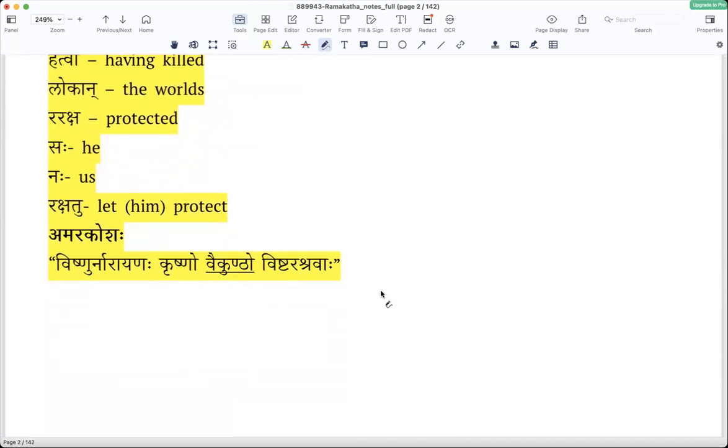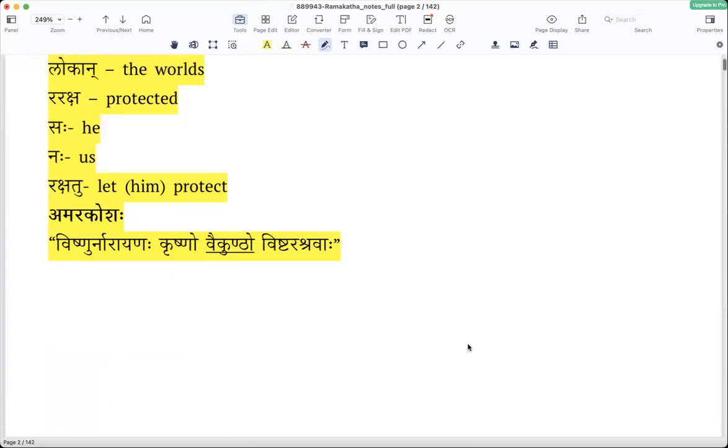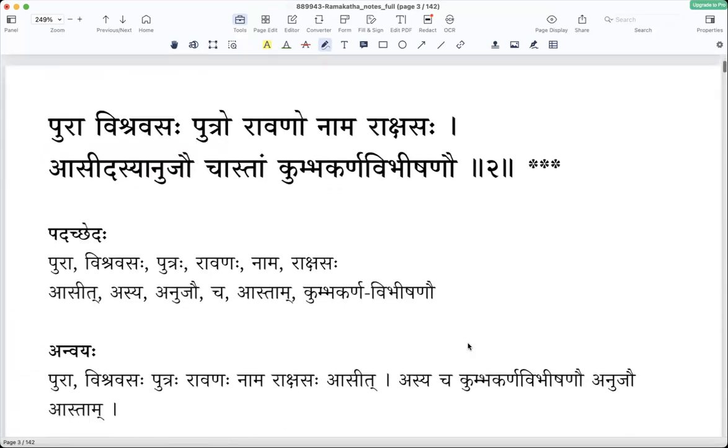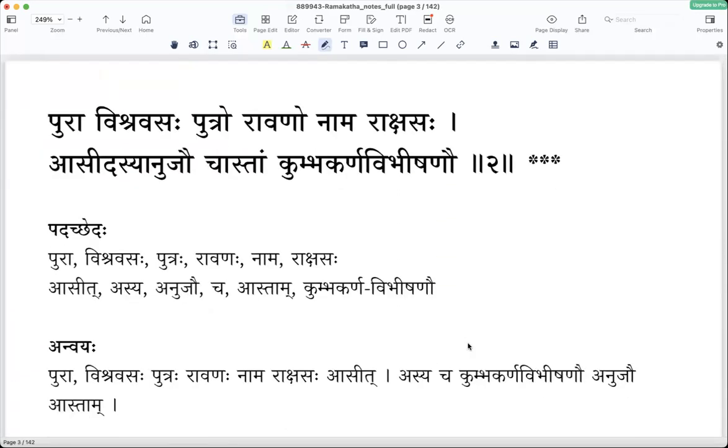This has some extra information also, like Amarakosha details. So we'll move to the next shloka. Anyone else? Someone else? You can give it a shot.